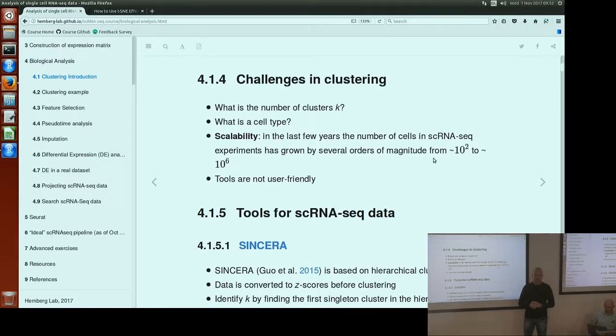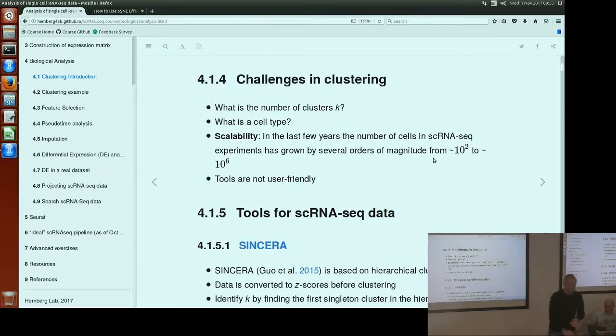Some clustering algorithms work in Python, so you have to output your data set to a text file and then run Python separately. So there are some issues here because of that, but this is a general problem. It's probably not related to clustering specifically. So we will cover several tools for single cell RNA-seq data, which are mostly R-based tools.